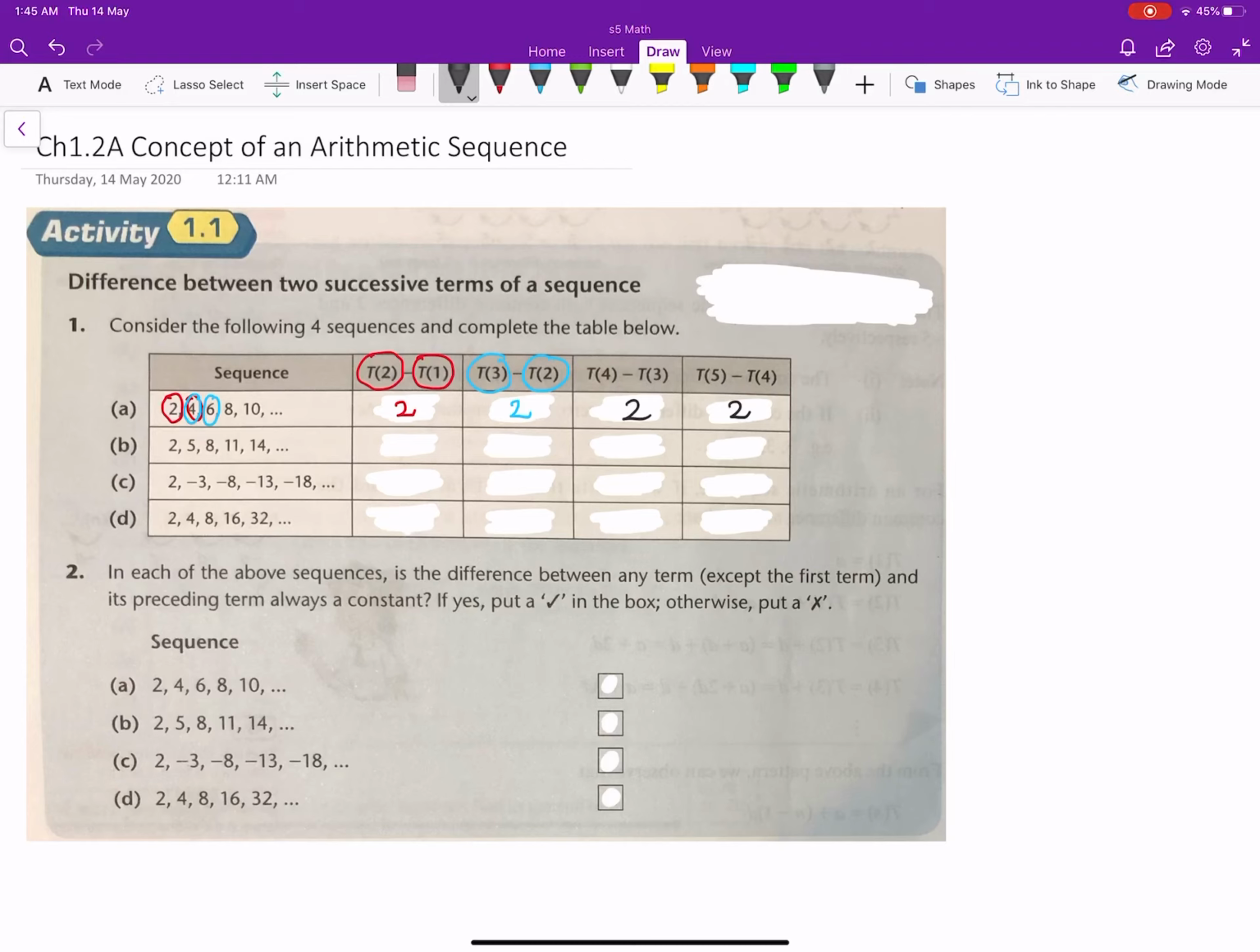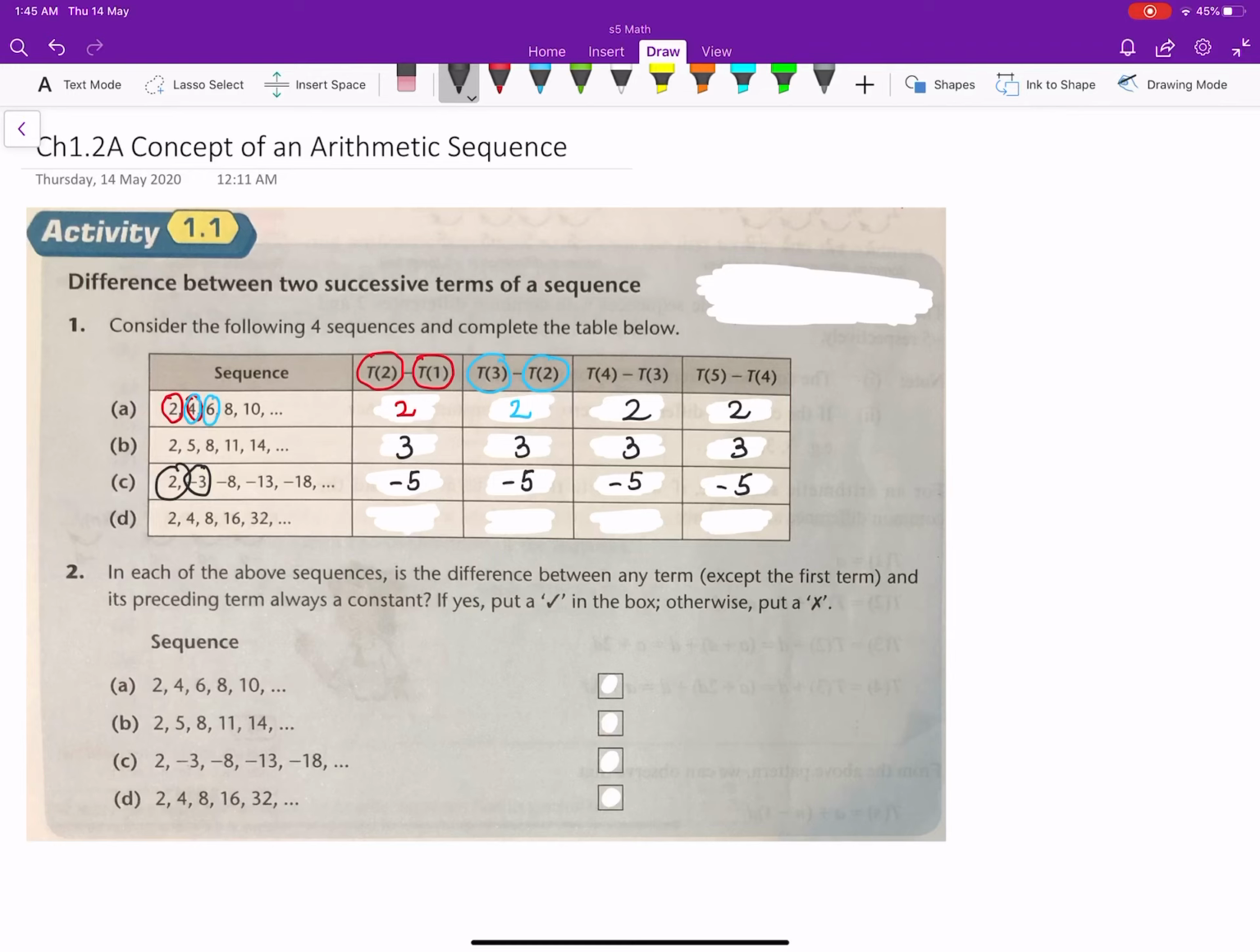So for the second one, the first is 5 minus 2, so we have 3 this time. And then 8 minus 5, then we have 3. Similarly, 11 minus 8, and then 14 minus 11, we'll get the last one. For this one, T2 minus T1 means negative 3 minus 2, so you will have negative 5 this time. And similarly, negative 13 minus negative 8, we still have negative 5 and negative 5.